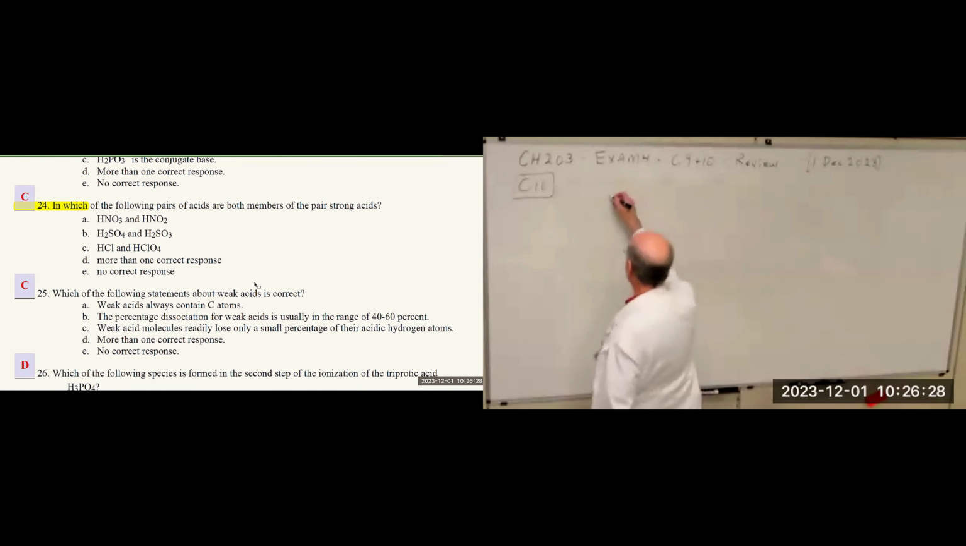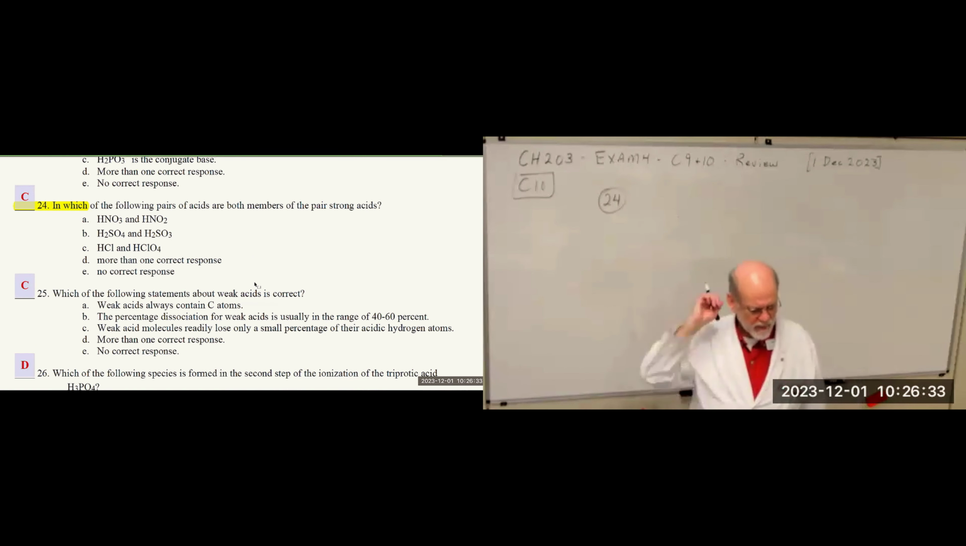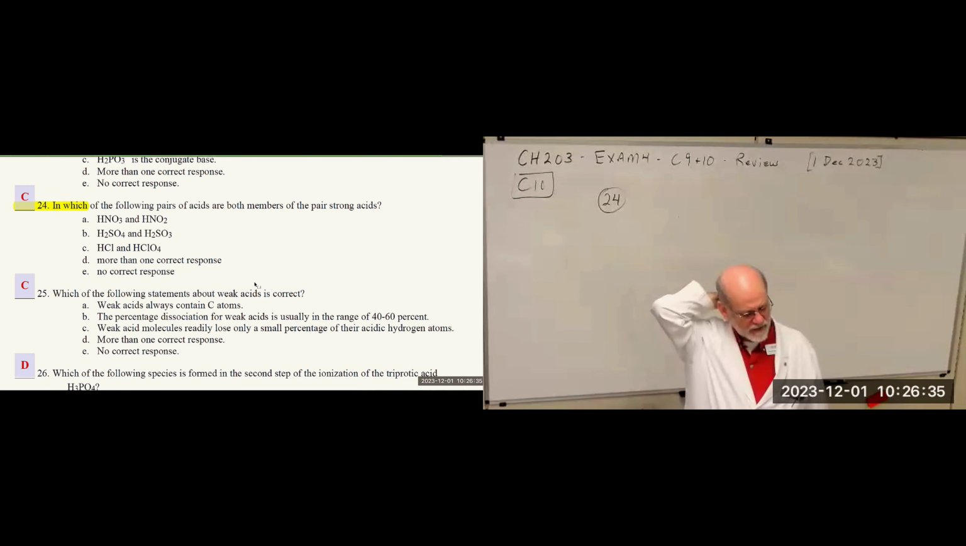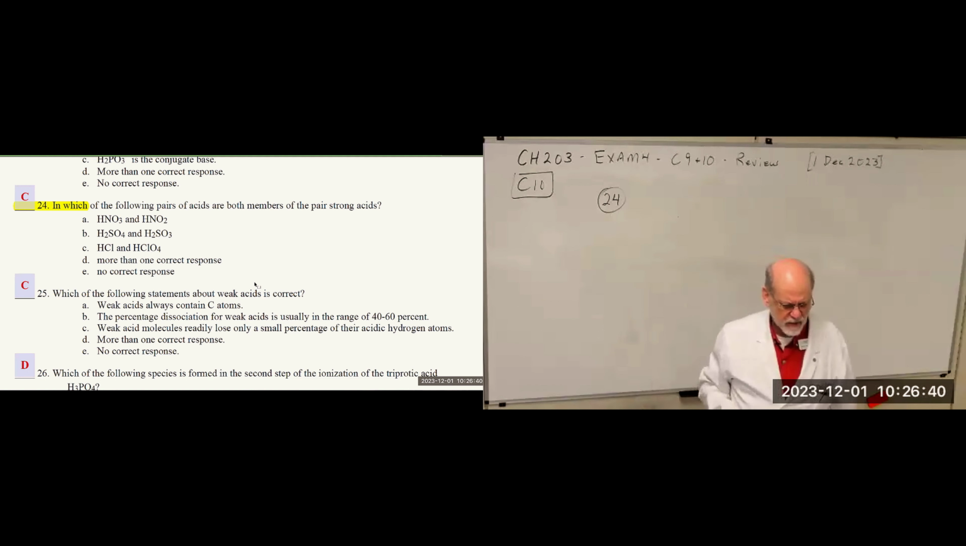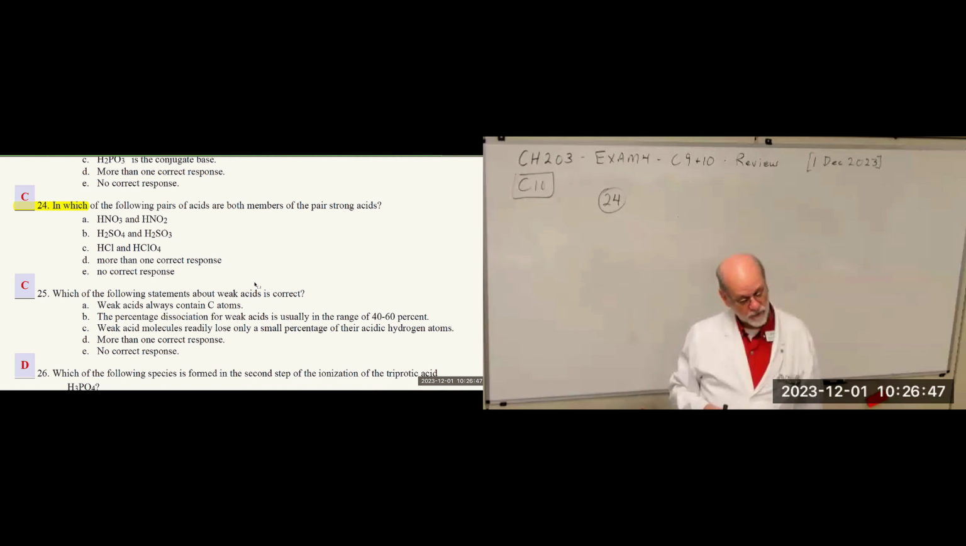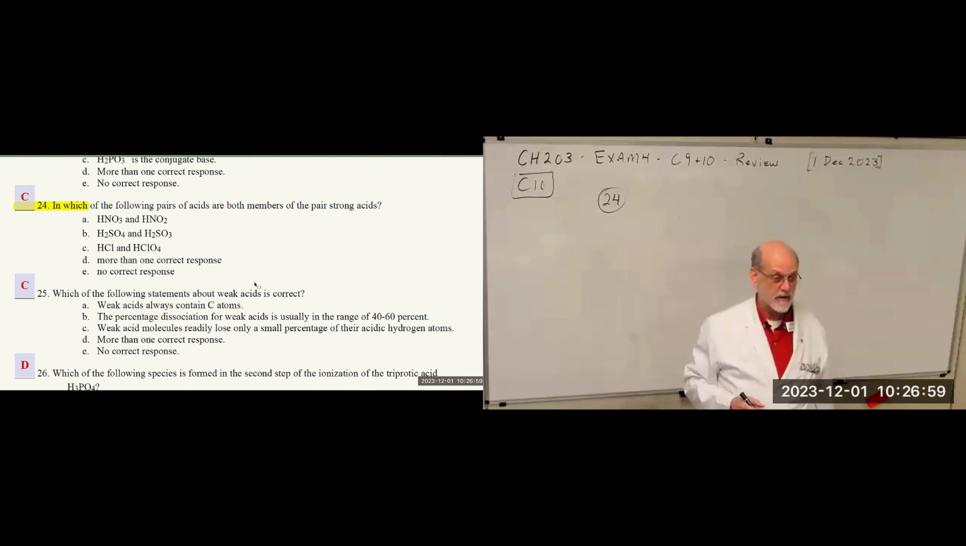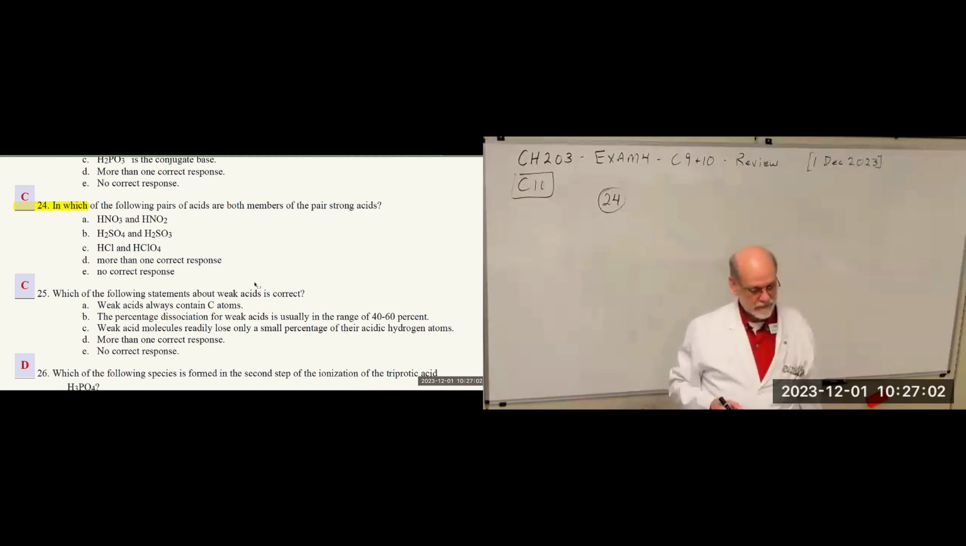24. In which of the following pairs of acids are both members of the pair strong acids? We've been down this road before, haven't we? HNO3, HNO2 is weak, HNO3 is strong. H2SO4 is strong, H2SO3 is weak, or weaker. HCl and HClO4, those are both strong. Hydrochloric acid and perchloric acid are both very strong acids. So C is the answer.